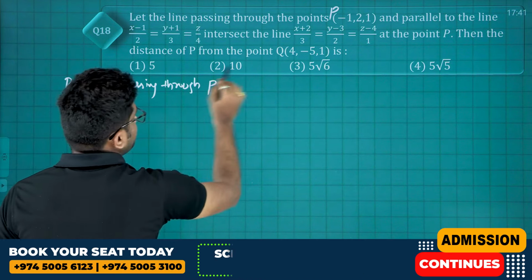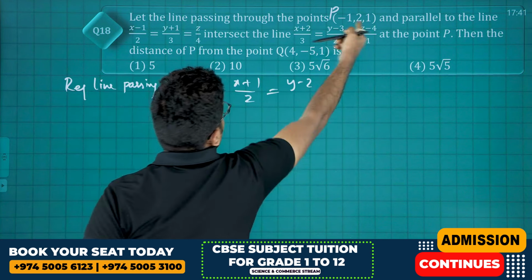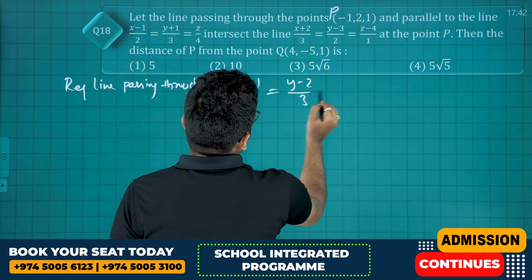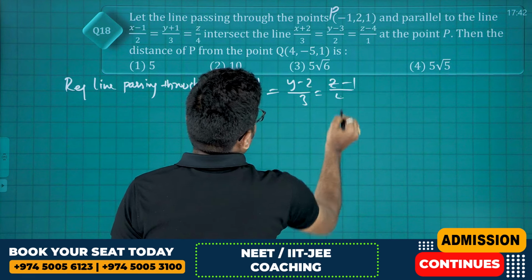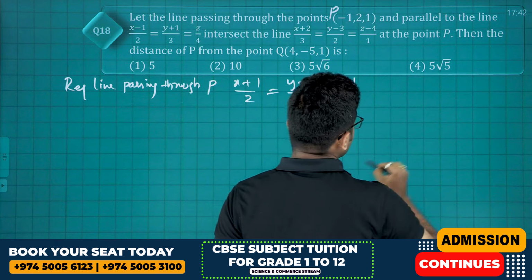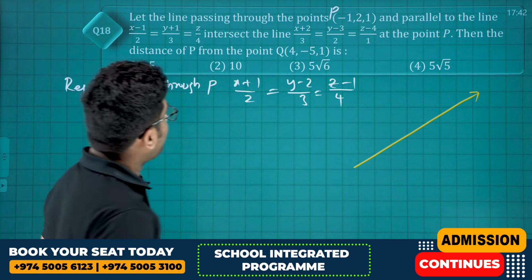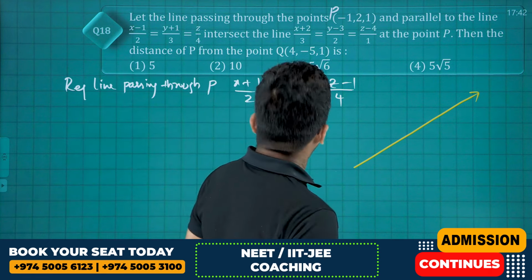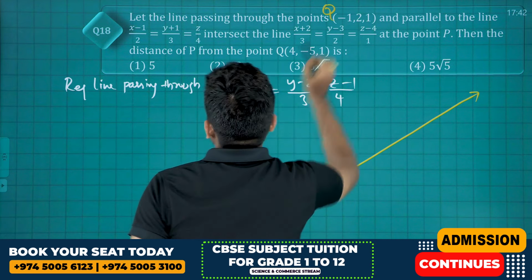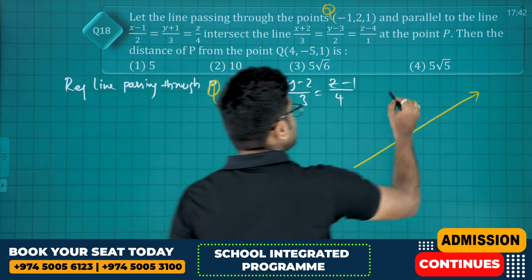The line passing through it is directly (x plus 1) by 2 is equal to (y minus 2) by 3 is equal to (z minus 1) by 4, because this is the point and the DRs we know. This is the line. This is our one line, and it intersects the other line at a point. We should not take it as P here; let this be some Q. The required line passes through Q.